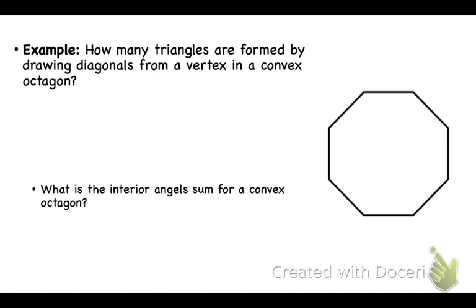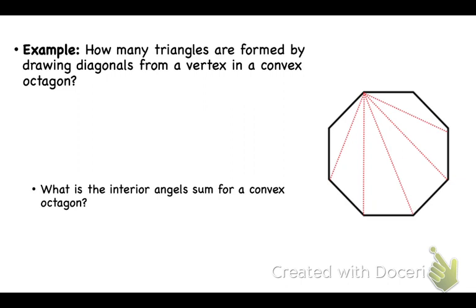So I could draw them if I wanted to, right? So 1, 2, 3, 4, 5 lines. So how many triangles are there? 6. And that's easy to do because they gave me a picture. But what if they didn't give me a picture? Would I be drawing my diagonals in there?